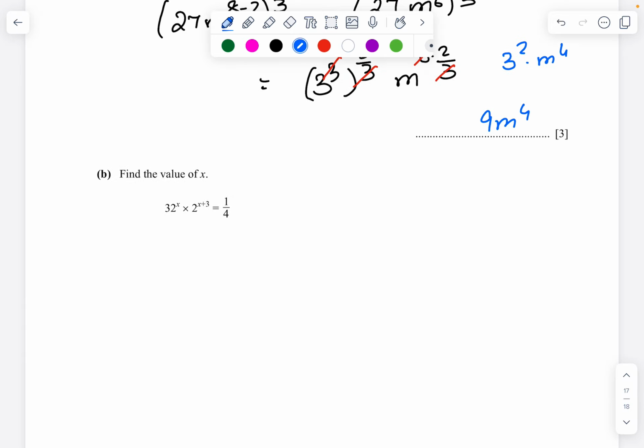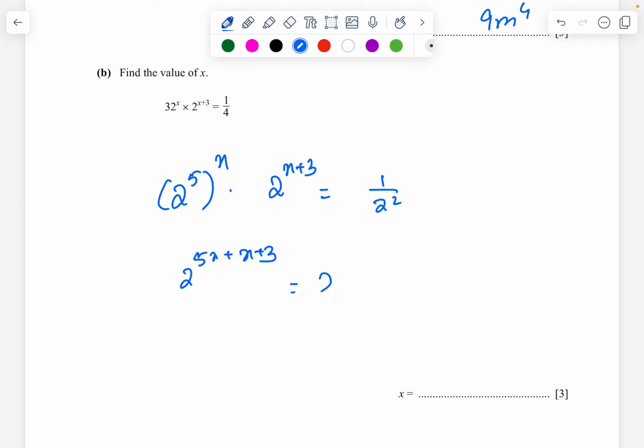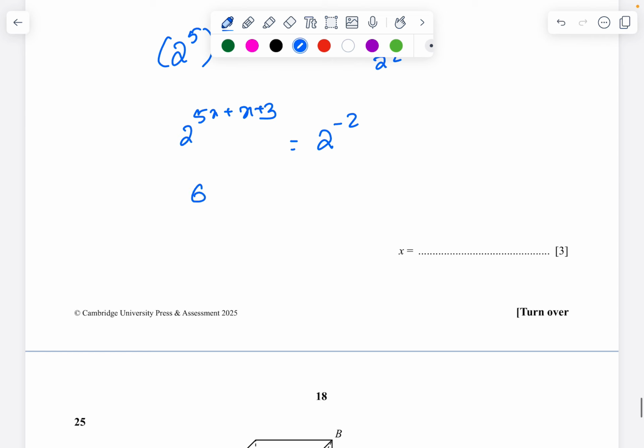Find the value of x. 32 is 2 power 5, whole to the power of x, times 2 power x plus 3 equals 1 upon 2 square. 2 power 5x plus 3 equals 2 power negative 2. So 6x plus 3 equals negative 2. 6x equals negative 5. x equals negative 5 by 6.